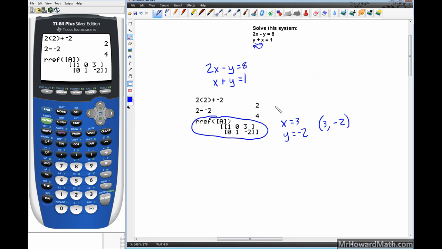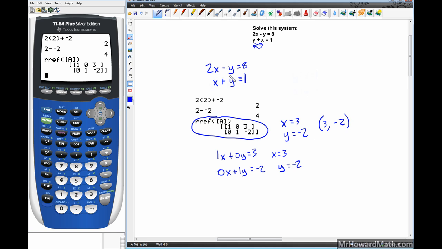Alright, so that's where these two lines would cross, and that's what makes these two equations true. When x is 3, y has to be negative 2. That's what it means. And remember that the explanation of why the calculator is printing it this way, it's 1x plus 0y equals 3. Okay, that simplifies to 1x equals 3, which is x equals 3. The second row is giving us that 0x plus 1y equals negative 2. So y equals negative 2. That is the solution to that situation.